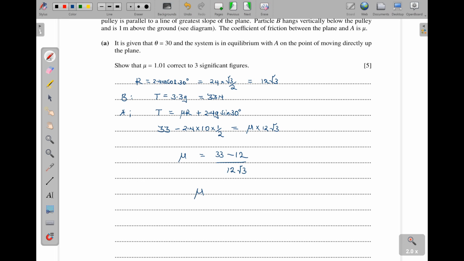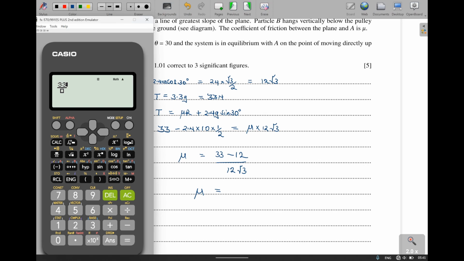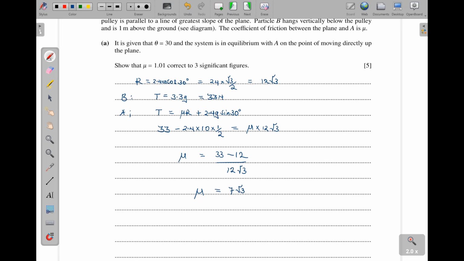So what do we get? Is it the answer they have told us to find? So we have 33 minus 12, then divide by 12 root of 3. It is that. Okay, 1.01. 7 root 3 over 12, which is equal to 1.01 to 3 significant figures.